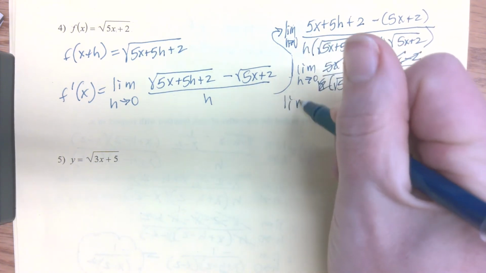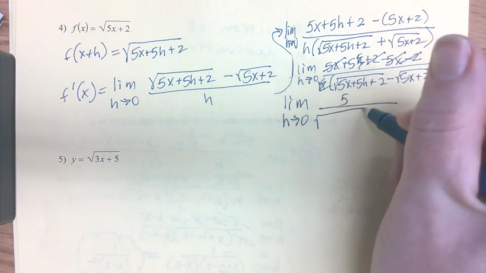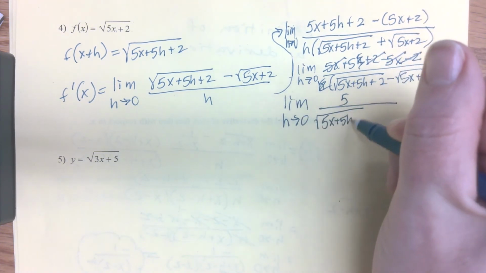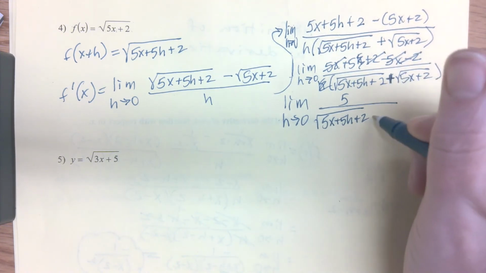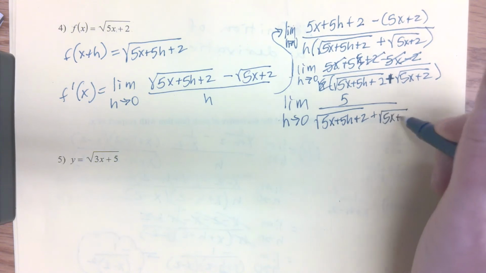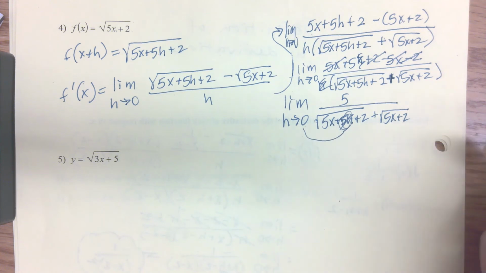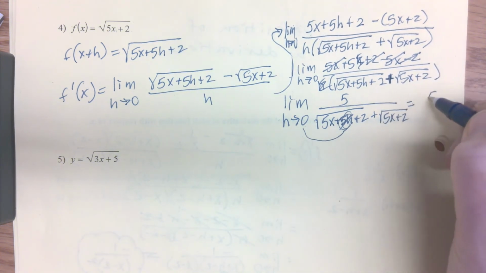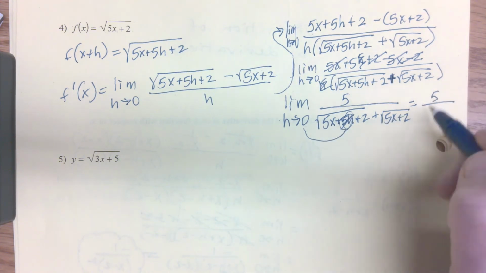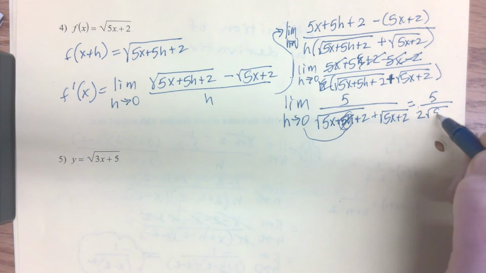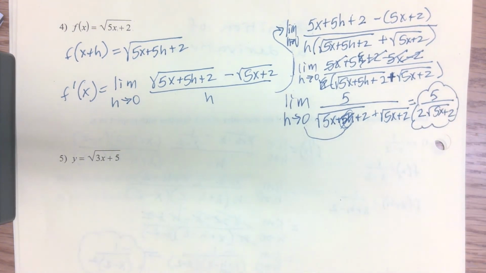So now I have the limit as h approaches 0 of 5 over the square root of 5x plus 5h plus 2. Oops, that was plus. I accidentally put a minus, but that should be a plus there. Plus the square root of 5x plus 2. And then when I put that 0 in here, that term cancels out. And I end up with 5 over the square root of 5x plus 2 plus the square root of 5x plus 2. That's 2 square roots of 5x plus 2 is what I have on the bottom. And that's my final answer on that one.